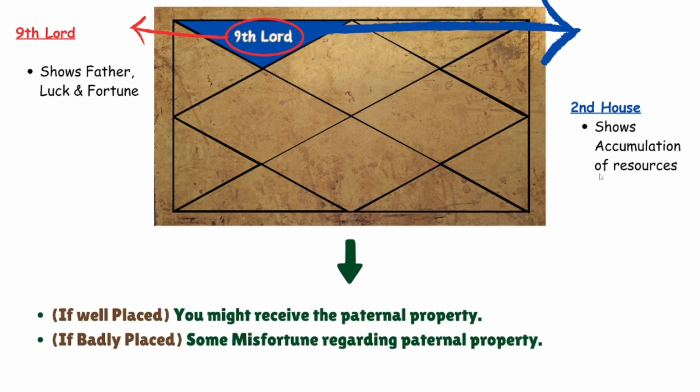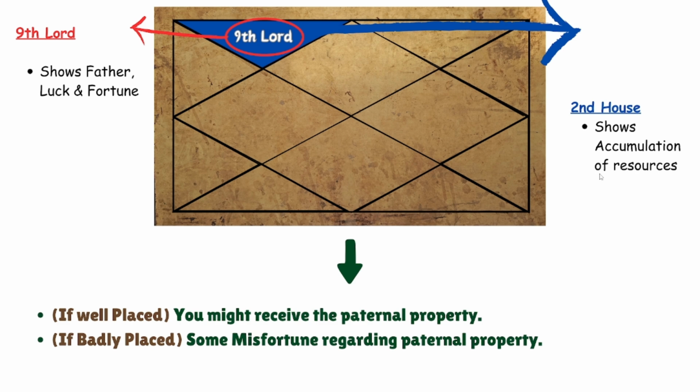Now, ninth lord shows father, luck, and fortune, and second house shows accumulation of resources. So, if this is well placed, then your paternal property is coming to you. So, okay, it is a good placement for paternal inheritance.